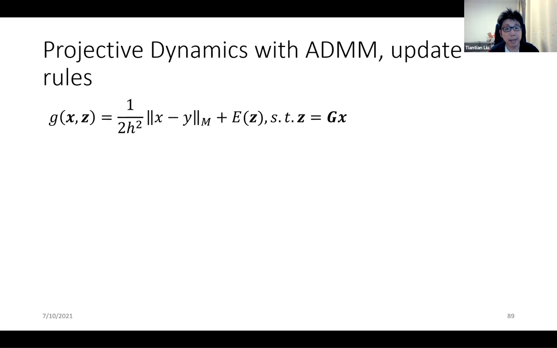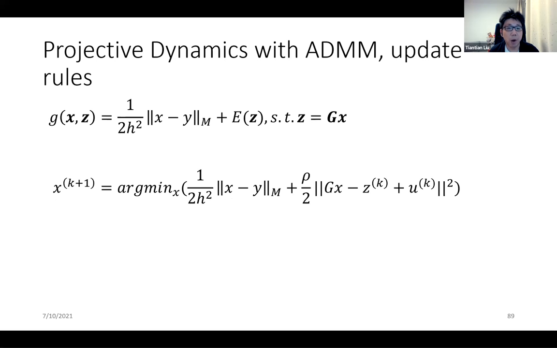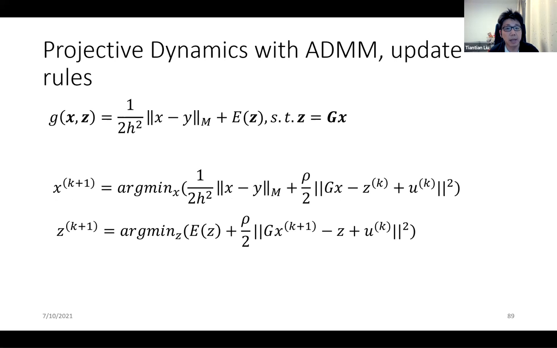We can therefore update projective dynamics using those ADMM update rules. We first run the global step with a fixed z to solve for x, where this rho parameter is simply the weight for every element. And then we can run the local step with a fixed x to solve for z, where this E_Z is an indicator function, which will only be zero if the distance between z and its projection is zero. And this E_Z will be infinitely large otherwise. It is a local step because every element has an independent z.